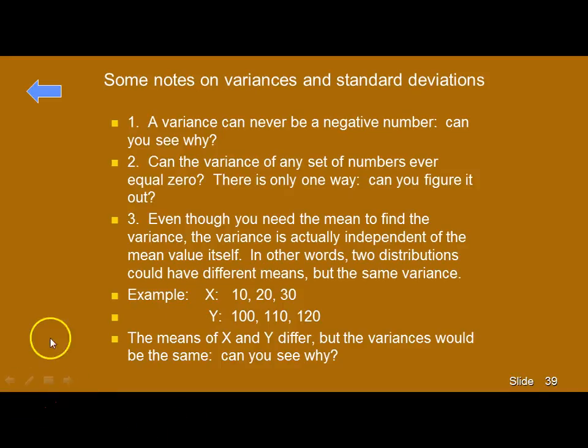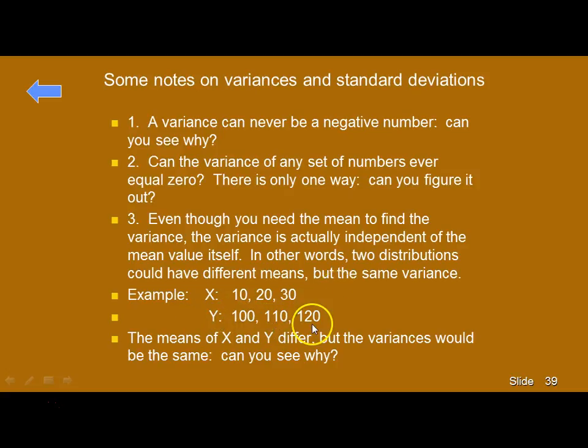And the last thing that I'd like to point out here is even though you need the mean to calculate the variance, the variance is actually independent of the mean value itself. In other words, two distributions could have different means, but they could have the same variance. Quick little example I give you here at the bottom. Let's say variable x is the numbers 10, 20, and 30. The mean of those three numbers is right in the middle, 20. Just add those three up, divide by 3, you'll get 20.